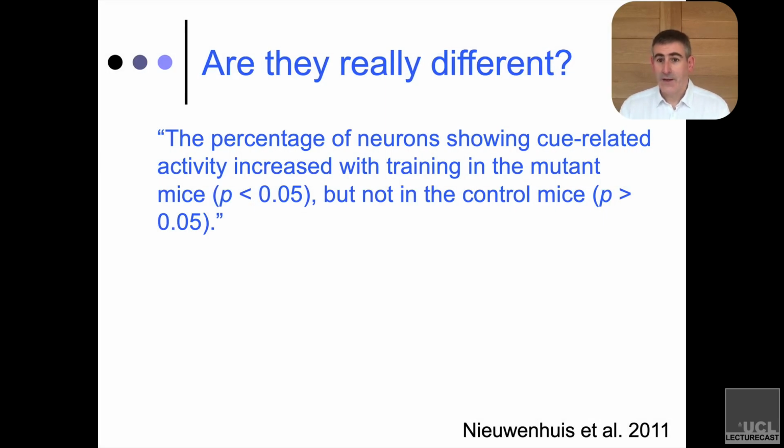One of the things that you find frequently in experiments is this idea that in one condition, something is significant, and in one condition, it's not significant. And therefore, the two are obviously different because one was significant and one wasn't. And you see this all the time, right? This is a quote from a paper from Nieuwenhuis.